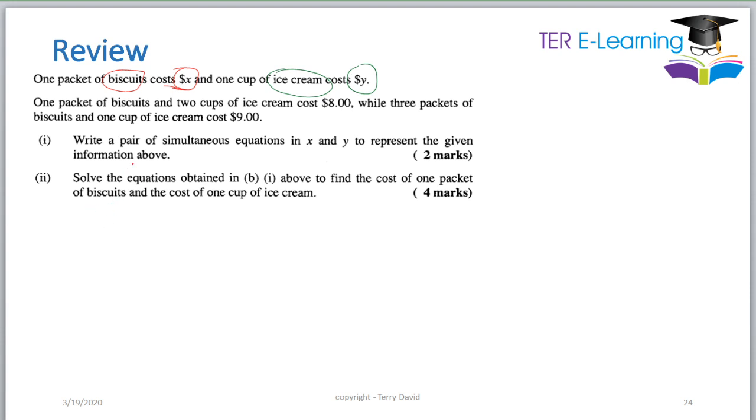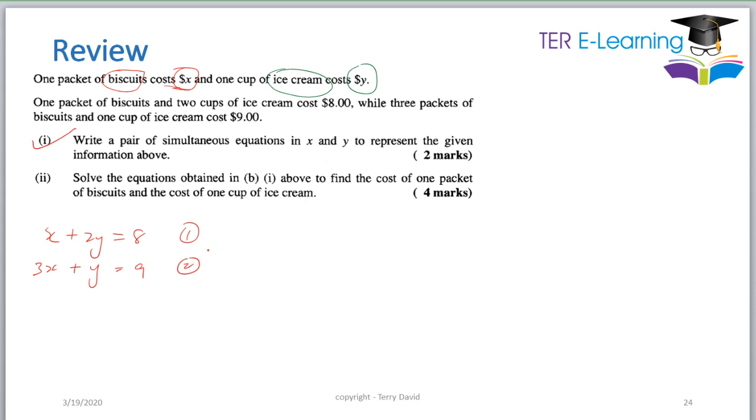Alright, so just like any other questions, we're basically translating the words into equations. So biscuit is x. My first equation is 1 pack of biscuit plus 2 cups ice cream, so x plus 2y is equal to $8. That's one equation. Second equation is 3 packets of biscuits, which is 3x, plus 1 cup of ice cream, so plus y, equal $9. So for the first part, these are my equations, equation 1 and equation 2.